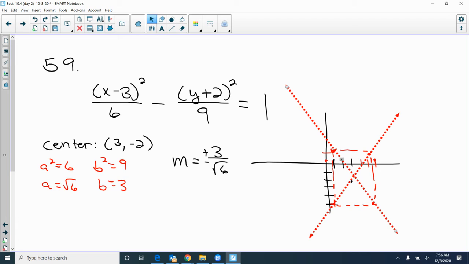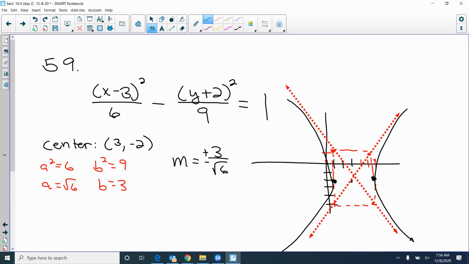So you're going to have your asymptotes through there. And now, you said it opens up left and right, so you've got to go square root of 6 to the left. Okay, which will go right on that box, and it would go right there. And then you're going to graph it here, and we're going to graph it here.